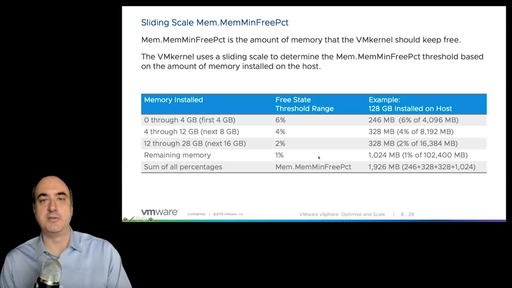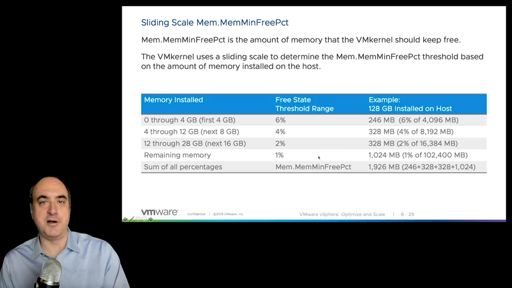But it doesn't do that anymore, because it turns out you can now add to an ESX server 12 terabytes of memory. So having 6% of 12 terabytes is actually quite a good amount of memory on a system. So now what the system does is a sliding scale, creating a more appropriate value in terms of how much free memory the system should stay above.